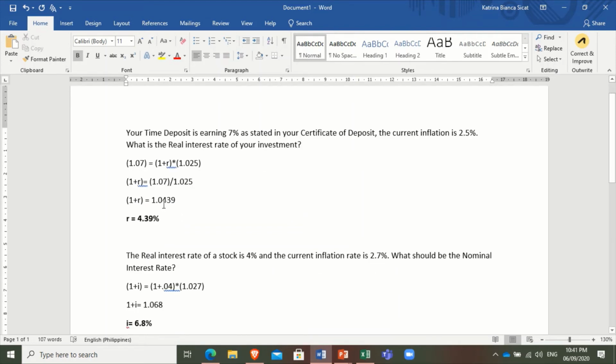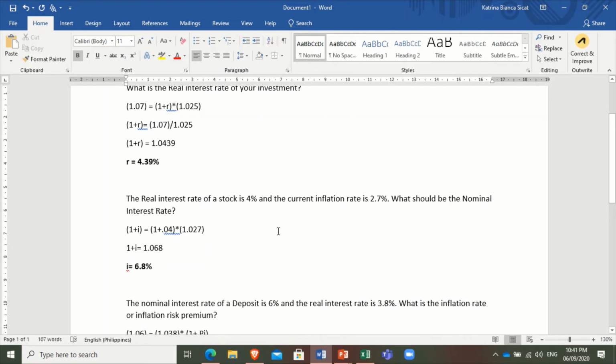Okay? So, for the next problem, ang hahanapin naman natin is the nominal interest rate. So, ito naman yung x natin. This is the missing value that we're looking for. Now, so since ito, nandito na siya sa tamang side, we will just simply multiply these two. 1 plus your real interest rate multiplied by 1 plus your inflation rate. So, you will get 1.068.